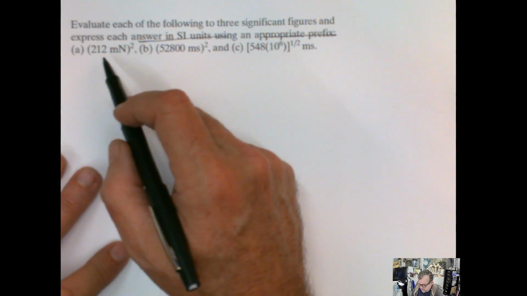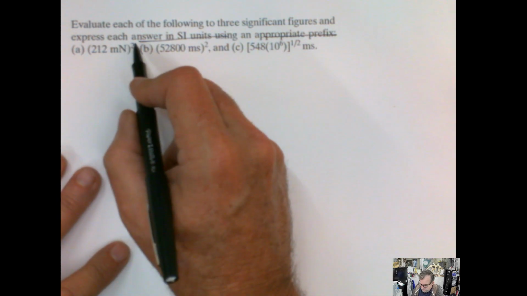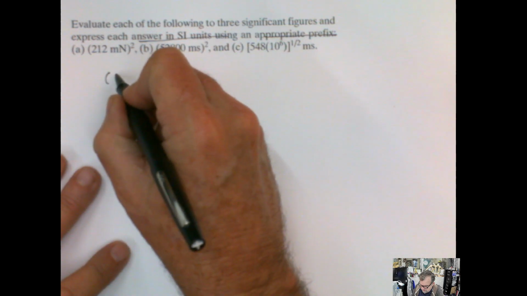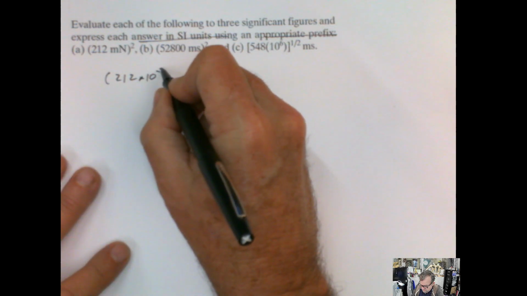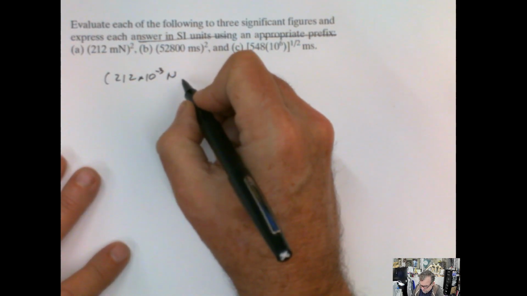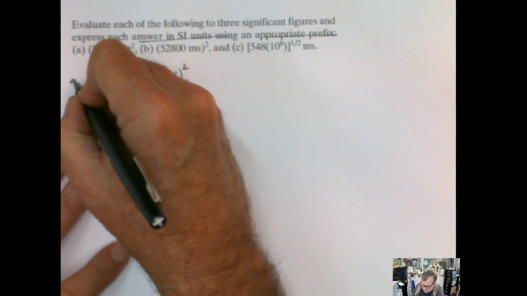So look at these quantities. Let's evaluate each one of them. 212 millinewton squared. In reality, what it says is 212 milli, 10 to the negative 3 newton, squared. This is for part A.